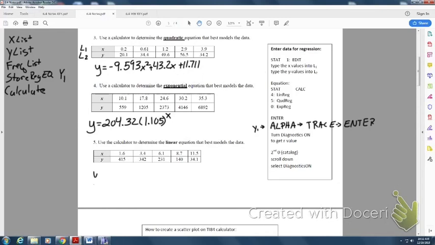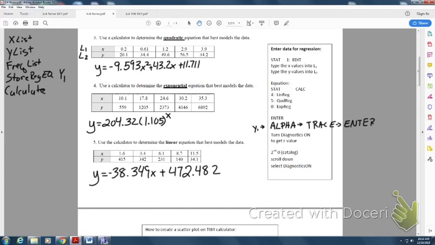The linear equation that you should have gotten on number 5 is going to be negative 38.349x plus, okay, 472.482. Yeah, go ahead and put 3 decimals, unless specified.